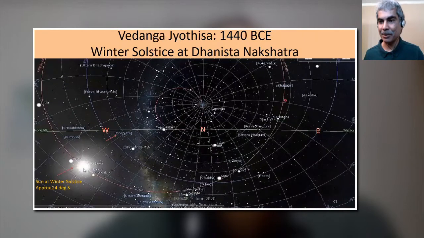In our planetarium software, we can simulate this today and see when the sun was at the winter solstice while it was also in the Dhanista Nakshatra. It turns out to be 1440 BCE. So by looking at archaeo-astronomical phenomena present in our texts, we can use the celestial clock through precession to date fairly precisely when this phenomenon might have occurred. Using that, we can date Vedanga Jyotisha.